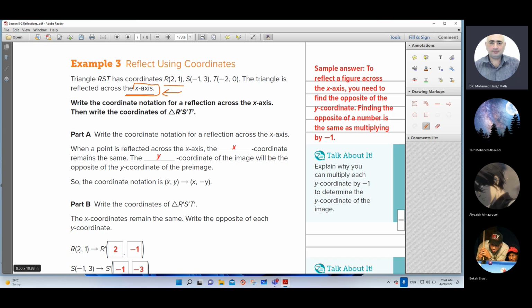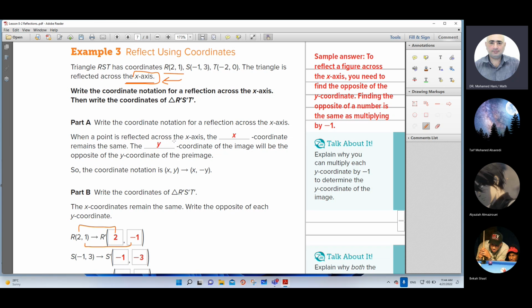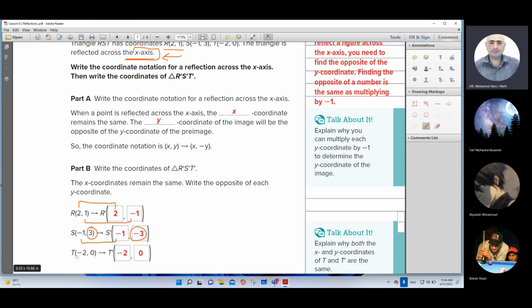Take the same x, 2 here, then take the opposite y. Then S(-1, 3) will be (-1, -3). Take the same x, -1 here and -1 here, then take the opposite y: 3 here will be -3 here. T(-2, 0): take the same x, -2, and 0 will stay the same because the opposite of 0 is 0.